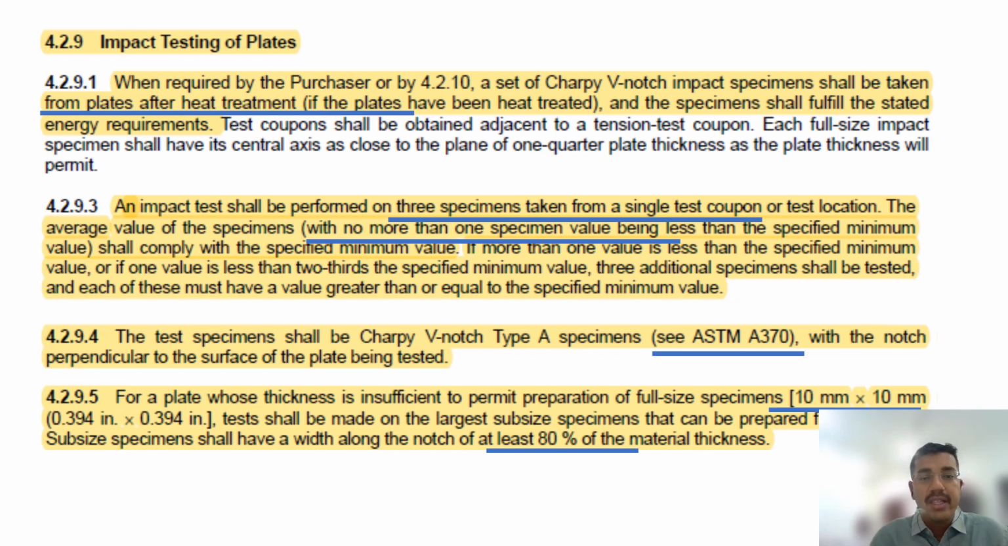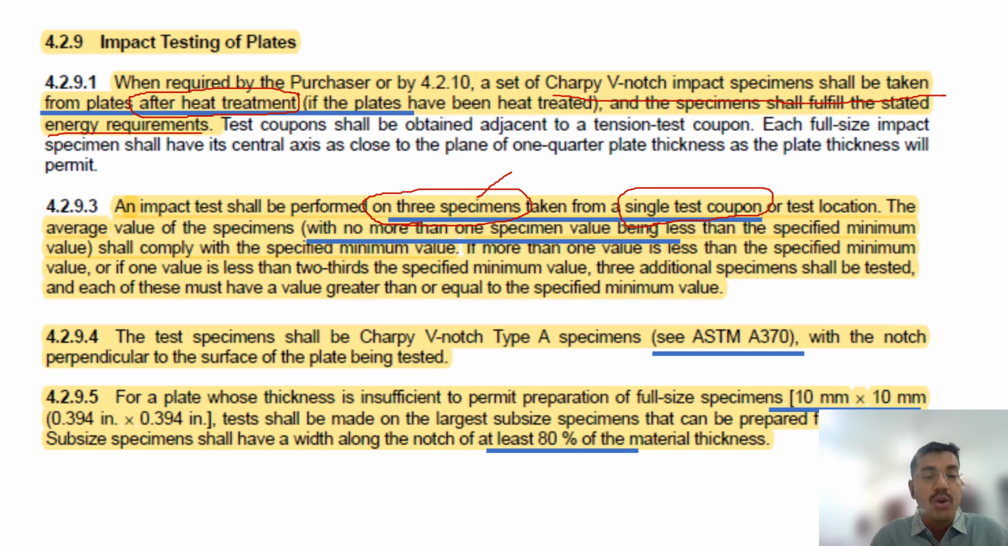When required by the purchaser, Charpy V notch impact specimens shall be taken from the plate after heat treatment. This is important. After heat treatment only. If plates have been heat treated and the specimens have fulfilled the stated energy requirements, then you go for the impact testing. An impact test shall be performed on 3 specimens. You have to remember all these things. 3 specimens, we call it one set, from a single test coupon. You cannot take different coupons in one single test.